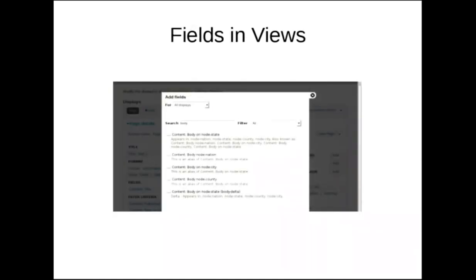Then you go into this and say, let's add a field. Here's all the body fields. What are these things? Again, the first one says body on node state. Again, why? Because it's alpha. And it says I appear in all these other bundles. Then there are these interesting little things that say body, node, nation, city, county, and it says these are aliases. Ooh, sounds like alien. How is that alpha? Country appears before the state. It's last. It's reverse alpha?